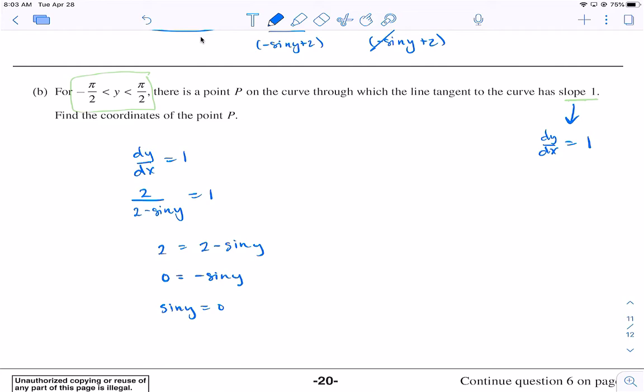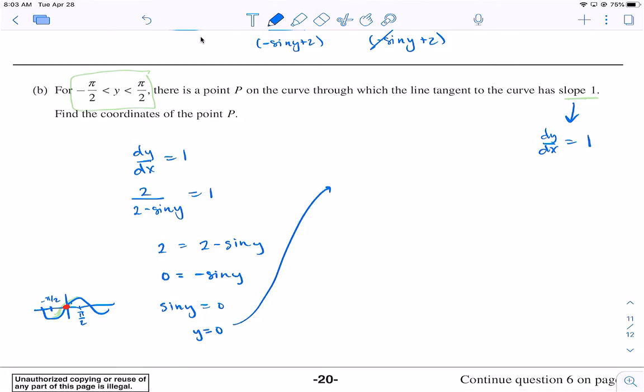Keeping in mind, the sine graph just looks like this. Think of it as sine x, it doesn't really matter. But for y, we're only considering the graph from negative pi/2 to positive pi/2. So if we're only looking at this portion of the graph, the only time sine equals 0 would be at 0. So sine equals 0 when y equals 0. We're only looking at that interval. So we know the y-coordinate. We now have to find the x-coordinate.